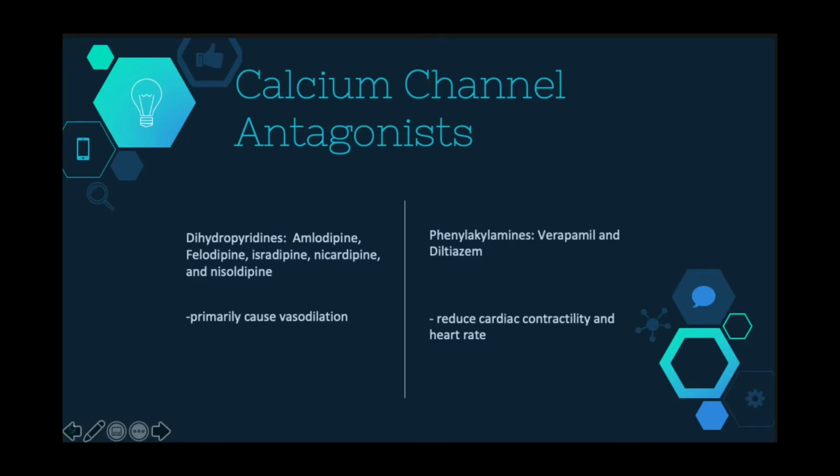So just kind of a brief word about calcium channel antagonists. There's two classes that we use. The dihydropyridines are more of your peripheral acting, the amlodipine and the cardiopine. They cause vasodilation. And then there's the phenylalkylamines, the verapamil and diltiazem. And we all know that we use the cardizem in the AFib patients to reduce their inotropy and chronotropy.